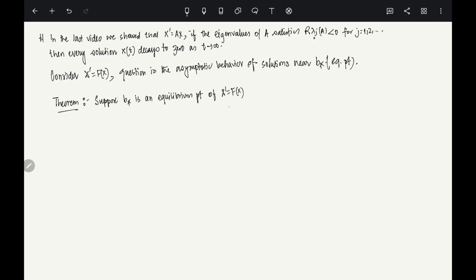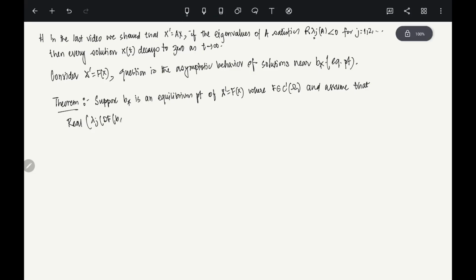That's our assumption, right? Where f is C1 on omega, and omega is any open subset of Rn. And assume that the real part of the eigenvalues, so you look at the eigenvalues of df star. What is df star? It is basically the derivative of the function f evaluated at b star.